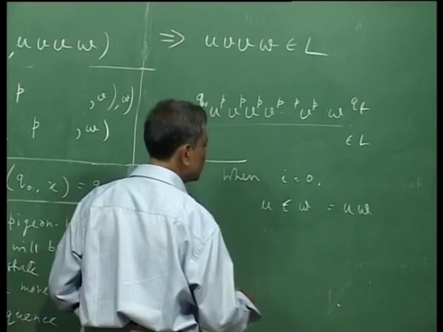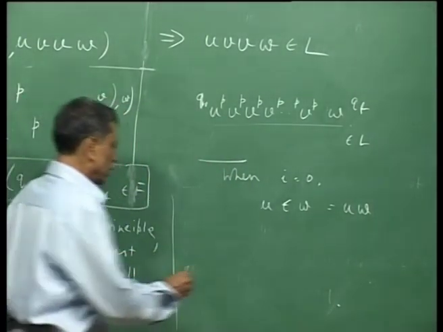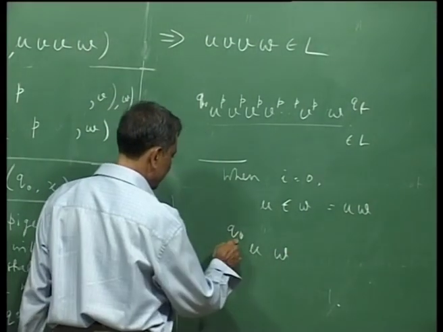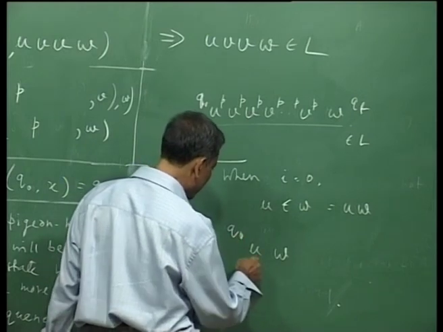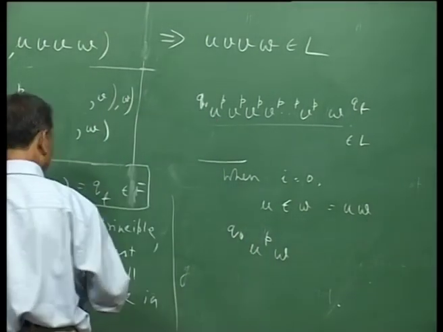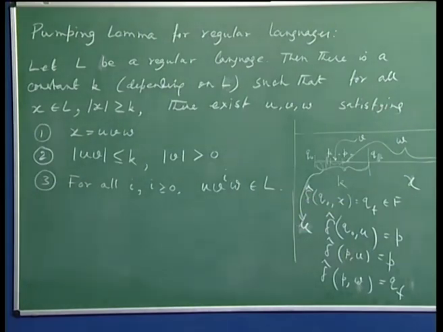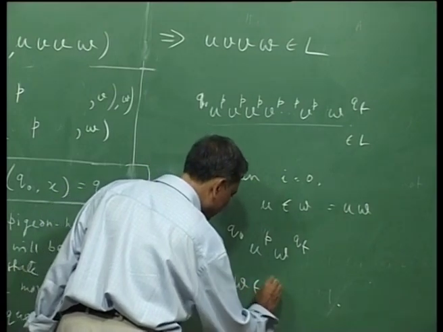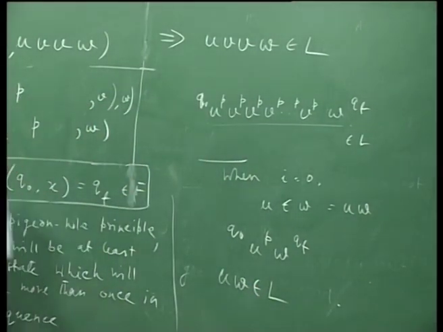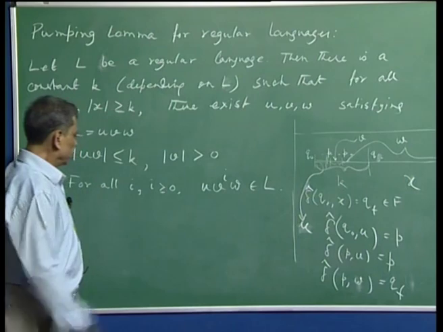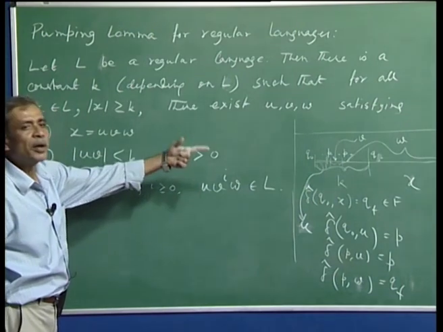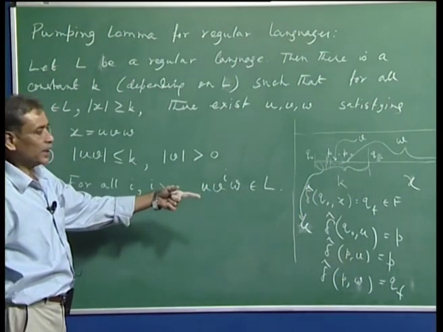So, now let us look at u w. The machine is initially in the state q0, and starting from q0 on u, it will go to the state p. From p on w, it will go to qf. So, again u w is in the same language L. Therefore, for all i greater than or equal to 0, as the lemma states, the string u v to the power i w is in the language L.